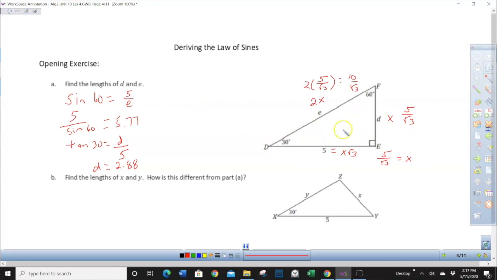Well, that was a right triangle, so we had a couple of options there that we could use to find those 2 missing lengths. But look at this triangle. We know this angle is 30 degrees. We don't know what angle Z is or angle Y is. So we don't have a method of finding out those missing side lengths at this point. So we need to figure out a way to do that.